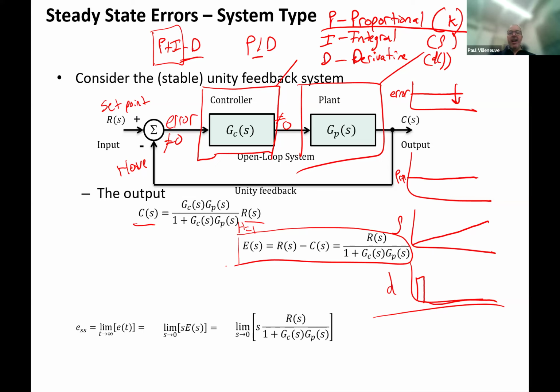Anybody see how I got this value here? I got 1 plus GC GP. It doesn't look anything like here, does it? Does everybody see how I got that? Or do you want me to show you the algebra?